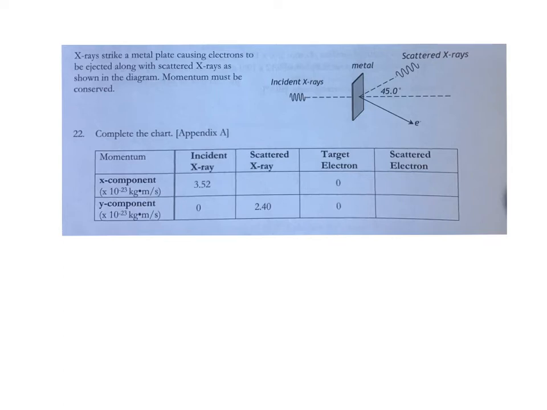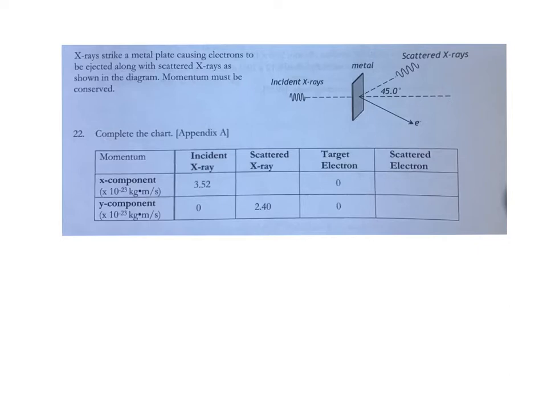So this is question 22 from this week's assignment, having to do with the Compton Effect. The big idea with the Compton Effect is that the EMR shows conservation of momentum when it collides with a metal, which is a very particle-like thing. So we know momentum's conserved.